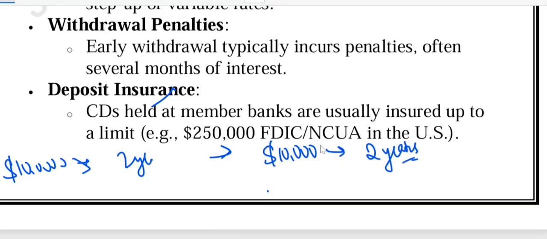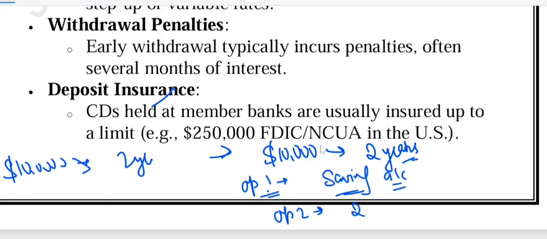So you have two options. Option number 1 is to put it in a savings account. It's quite flexible, but it offers you low interest. And option 2 is to lock it in for a 2-year certificate of deposit at 4.5% interest.